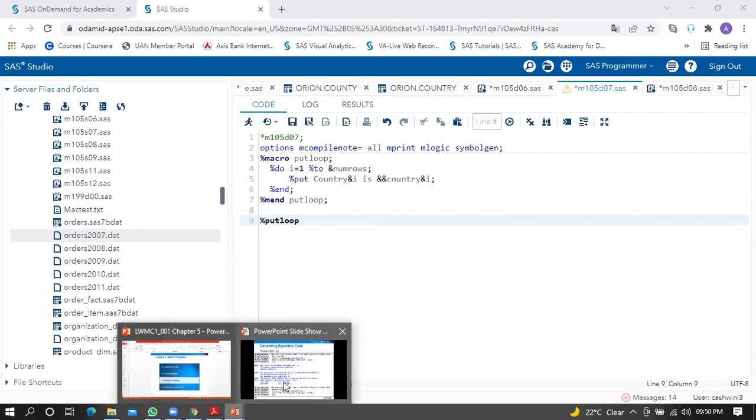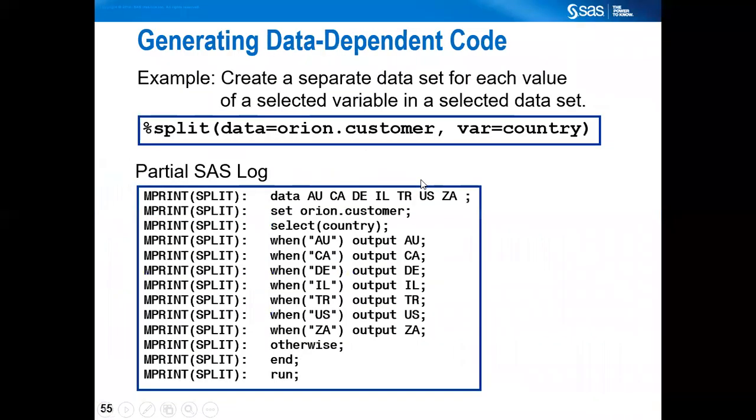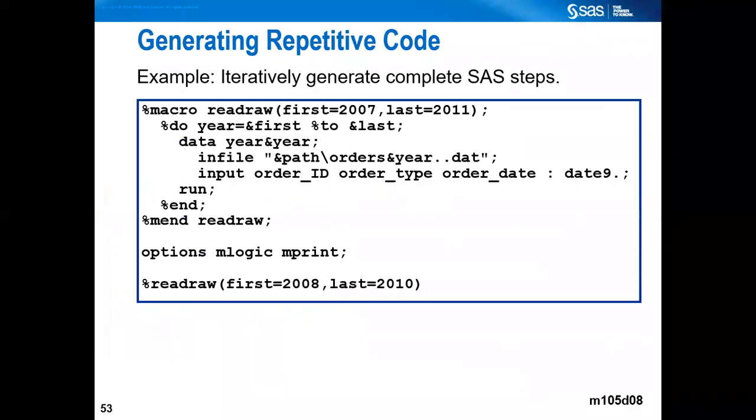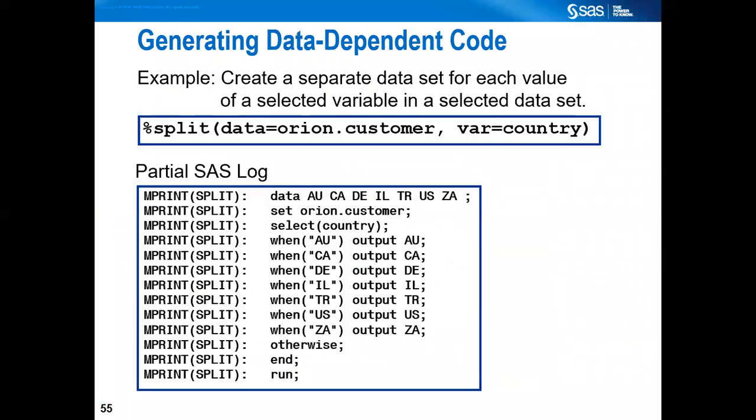So let's move on with the next concept. The next thing is generating the data-driven code, or data-dependent code. If you look at this, it's a macro, which is called with the dataset name as a parameter value, comma, another variable, country.